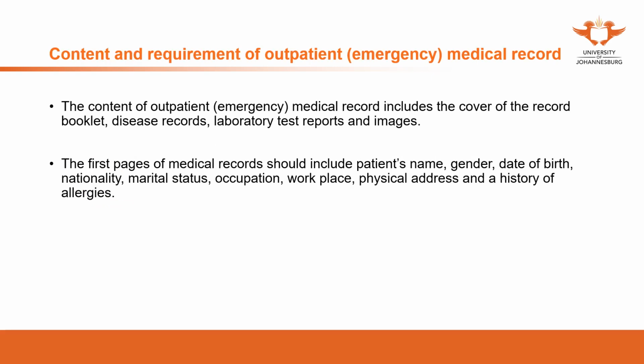The contents of the outpatient record. On the first page, you don't need to remember these because most of them will be in the file. You can see them from the form of our file. You will see the patient's name, gender, date of birth, nationality, marital status, occupation, workplace, home address, and history of allergies.